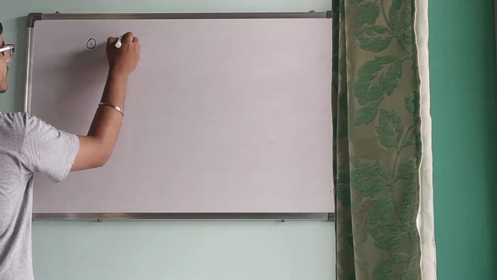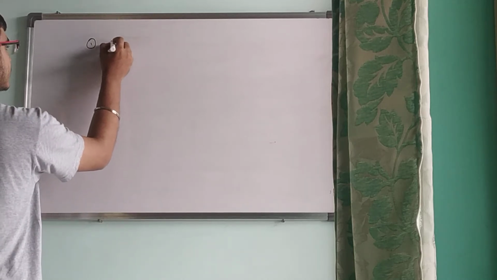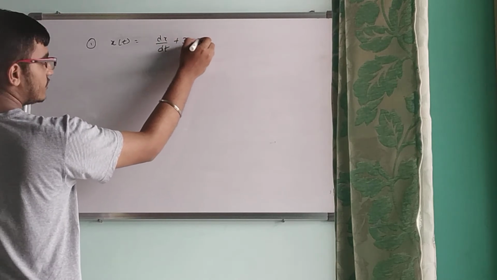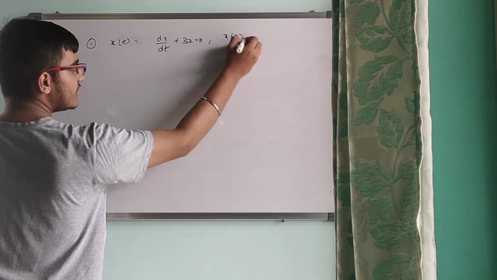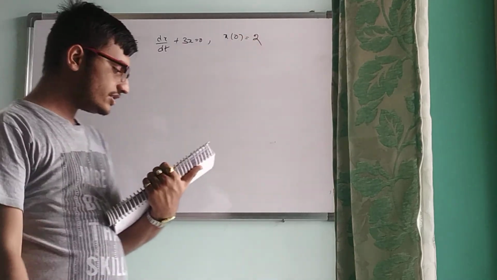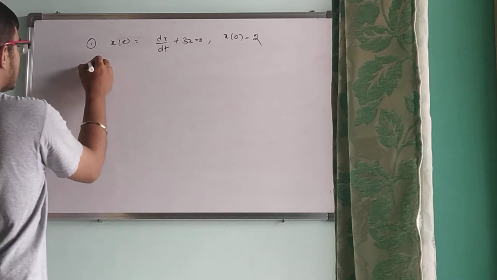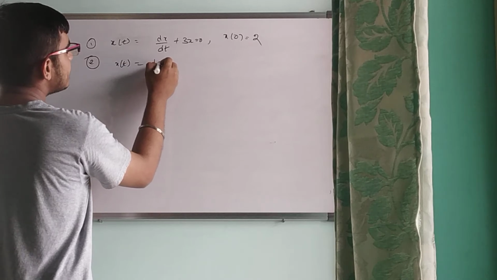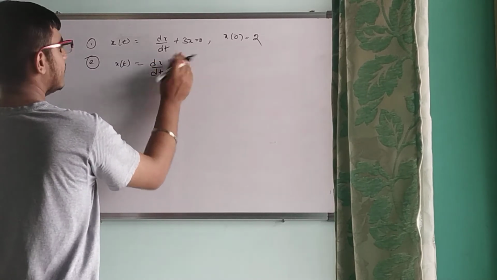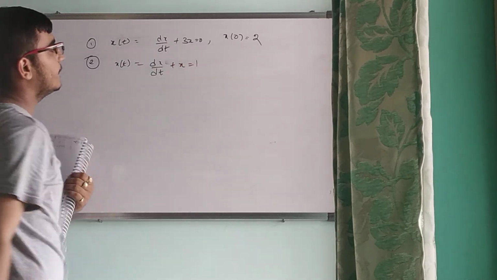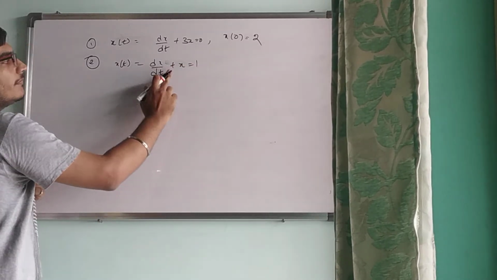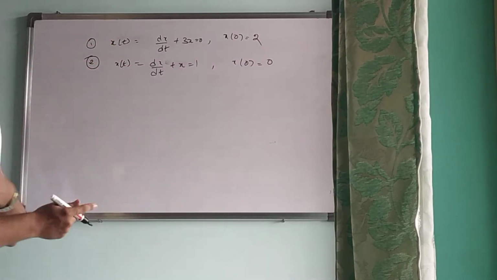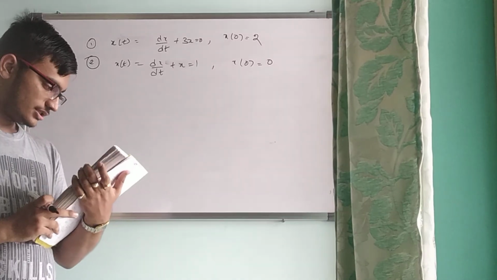Find the Laplace transform of the function dx by dt plus 3x is equal to 0, where x of 0 is equal to 2. Second one, find the Laplace transform of the function dx by dt plus x is equal to 1, where x of 0 is equal to 0.